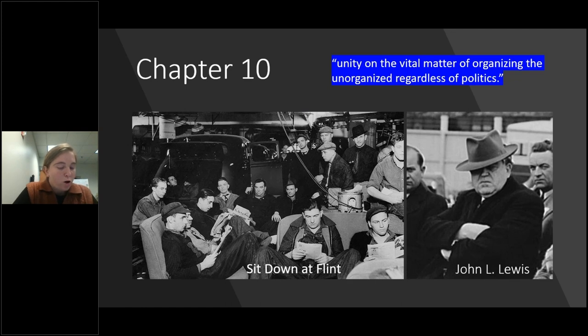Chapter 10 also talked about the organizing tactic of the stay-in strikes. It was said that between 1936 and 37, 485,000 workers engaged in this tactic.